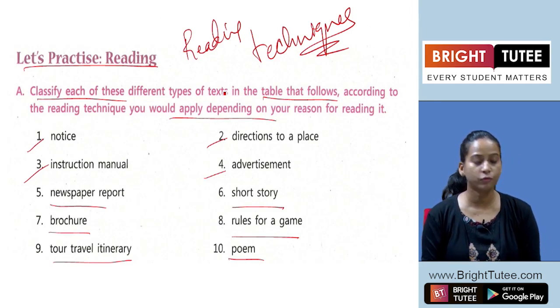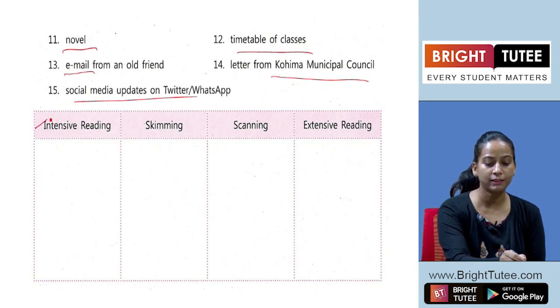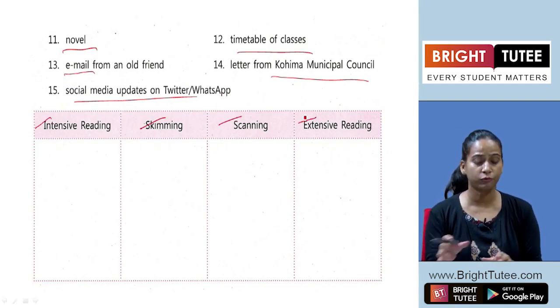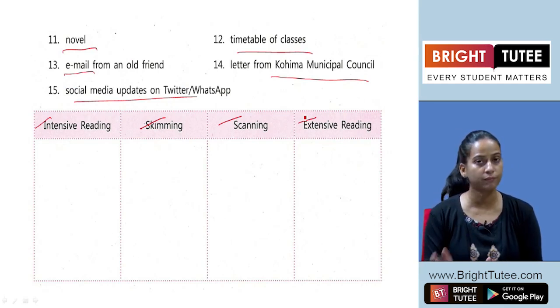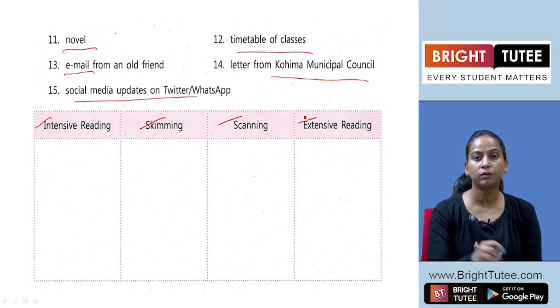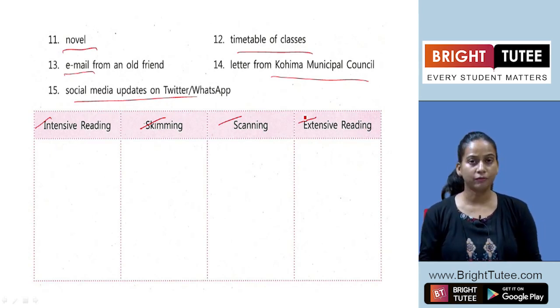Okay, what do we have to do? We simply have to classify these according to these four techniques. We simply have to put these 15 in the appropriate column. These four columns are there. So we have to decide which particular kind of technique is going to be applied for the particular text. So let's start with that.